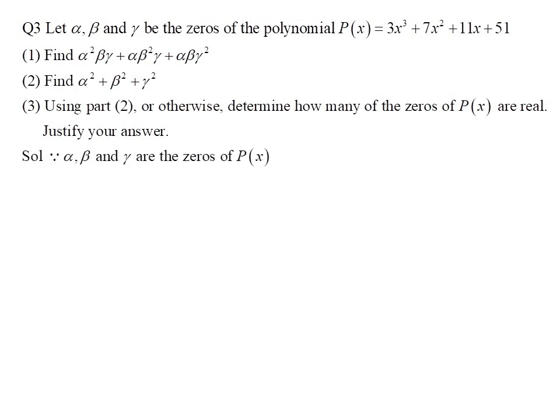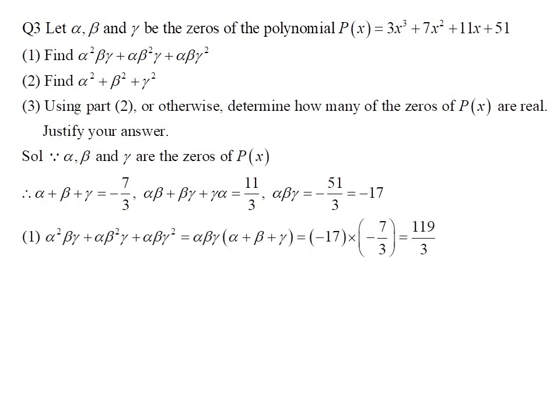Since alpha, beta, and gamma are zeros of the cubic polynomial p(x), according to the relations of the cubic polynomial zeros and its coefficients, we know the sum of alpha, beta, and gamma equals -7/3. The sum of alpha beta, beta gamma, and gamma alpha equals 11/3. And the product of alpha, beta, and gamma equals -17.